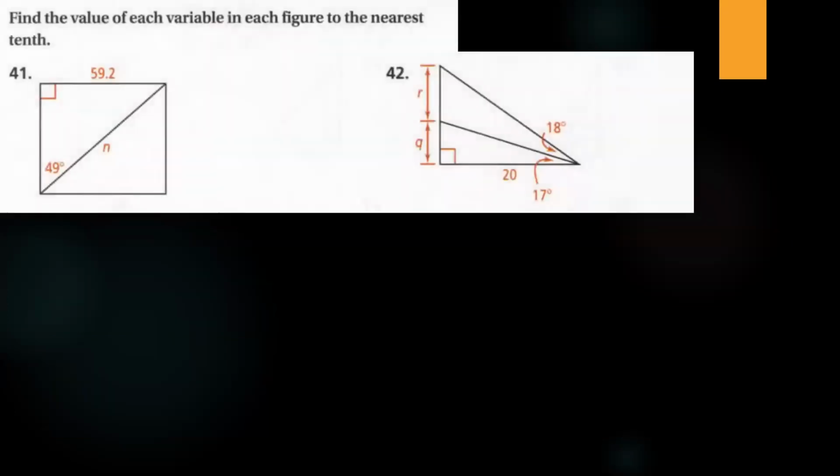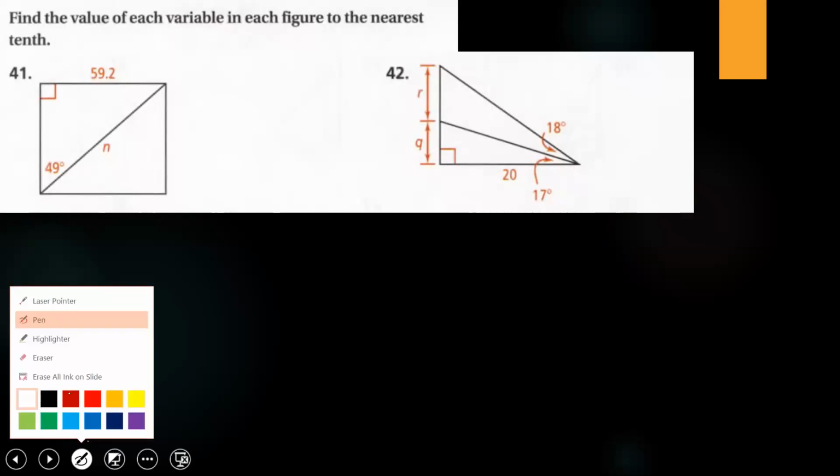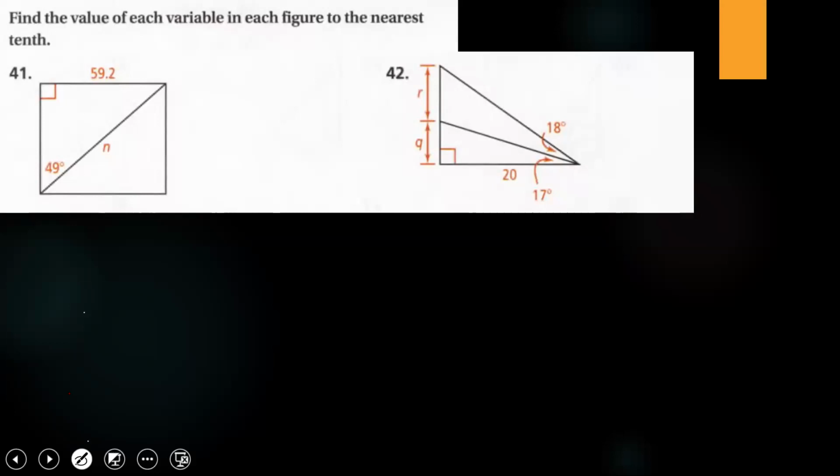Now, let's have these questions here. Find the value of each variable in each figure to the nearest tenth. Here I want to find n, the length of n. Look at this one here. Here I have half of a triangle, a right triangle with 59.2 here. Here the angle is 49 degrees. And here is n.